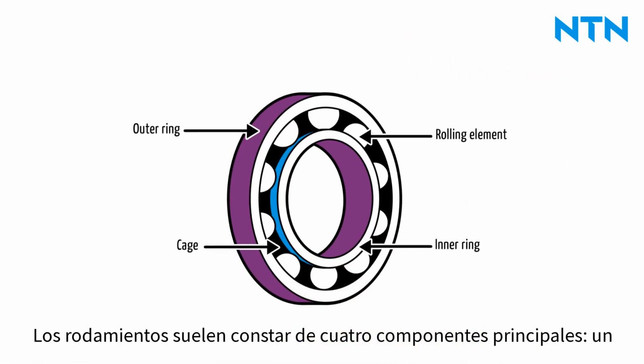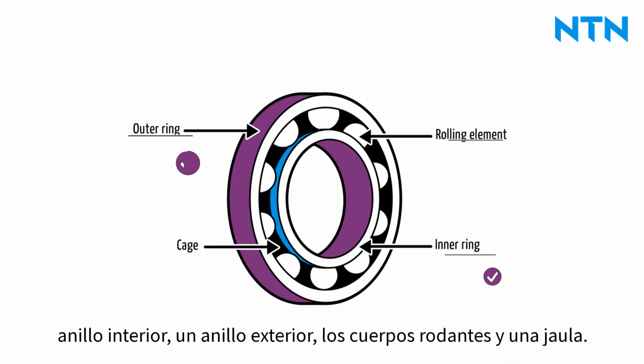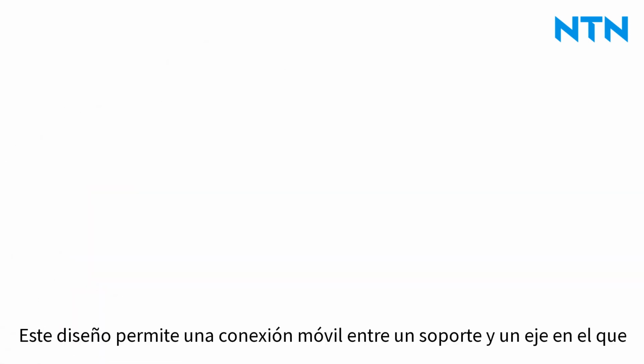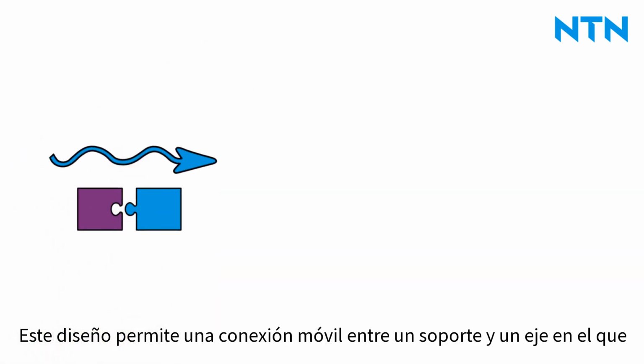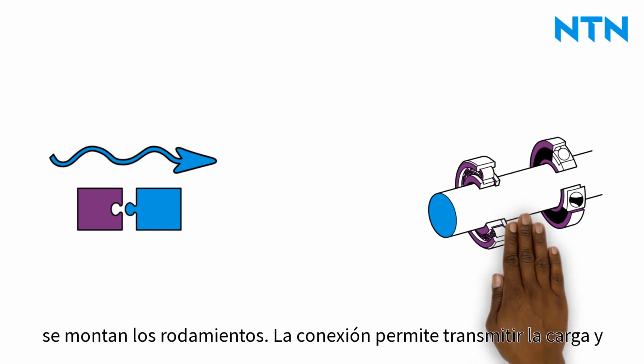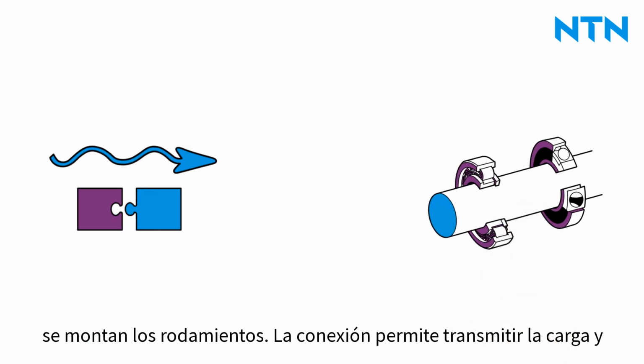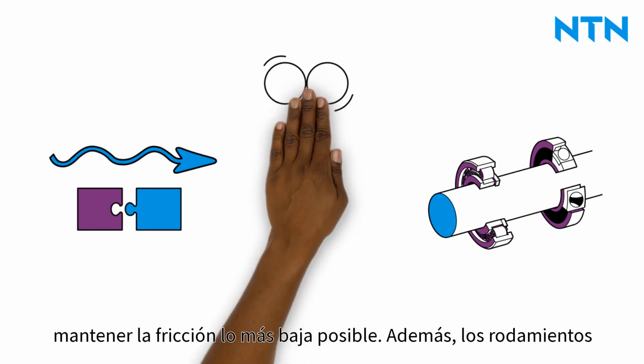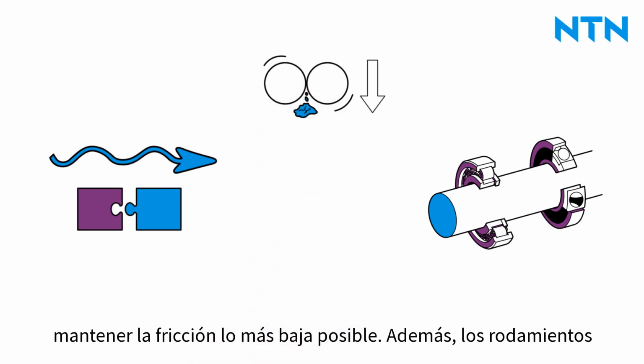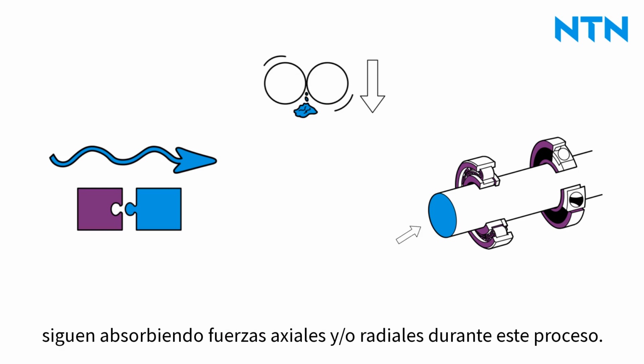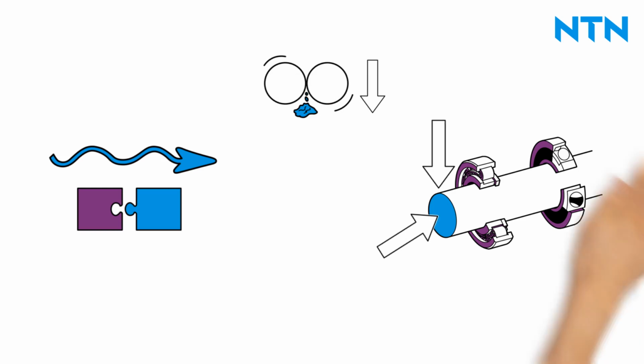Bearings usually consist of 4 main components: an inner ring, an outer ring, the rolling elements, and a cage. This design allows a movable connection between a housing and an axle or shaft on which the bearings are mounted. The connection allows load to be transmitted and friction to be kept as low as possible. In addition, bearings still absorb axial and/or radial forces during this process.